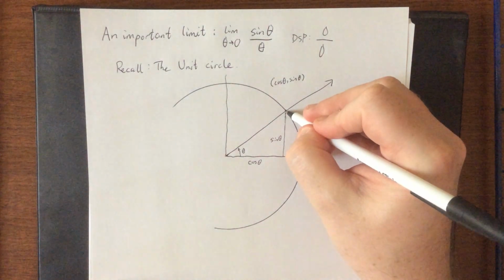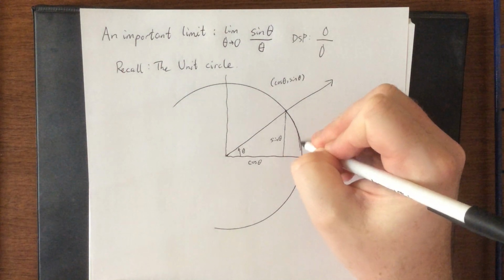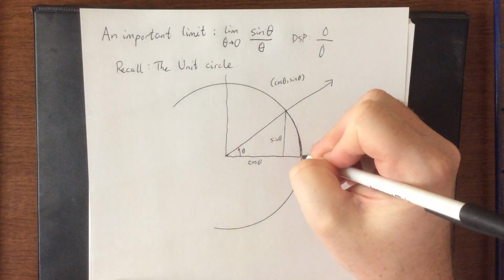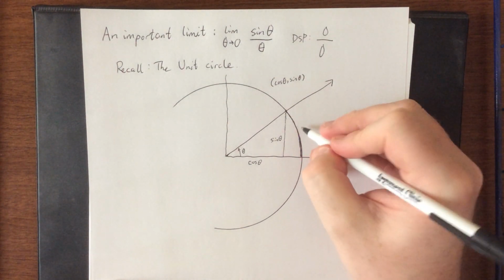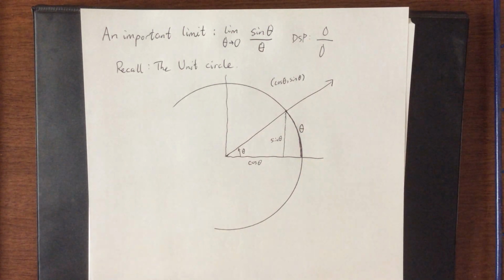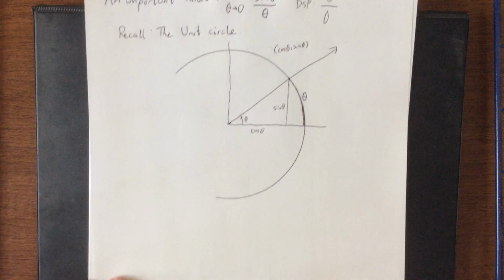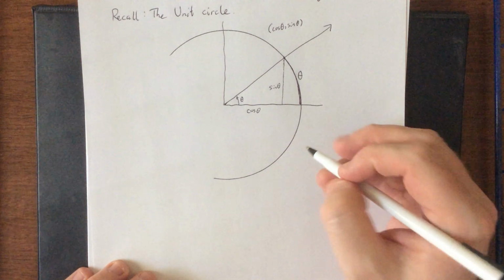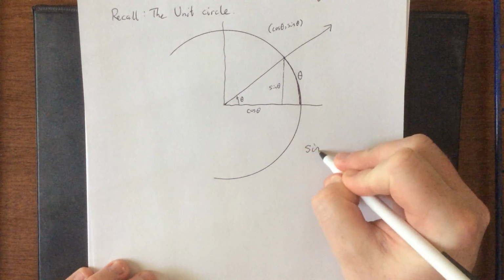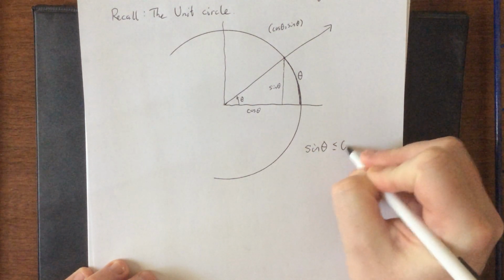Additionally, this arc that we have here would have a length that is equal to theta. Now, hopefully it's fairly obvious by looking at this, but I will take the time to explain what's going on as well. The sine of theta is definitely going to be less than or equal to theta.